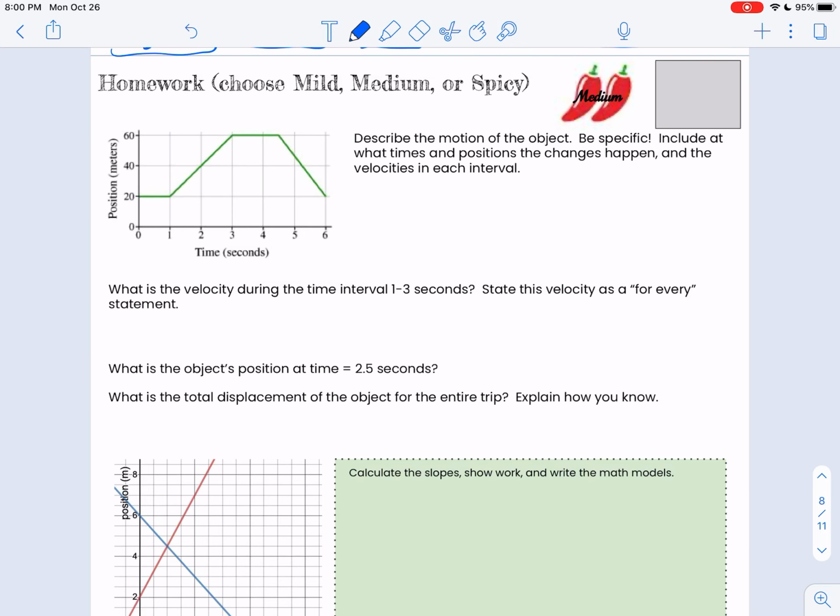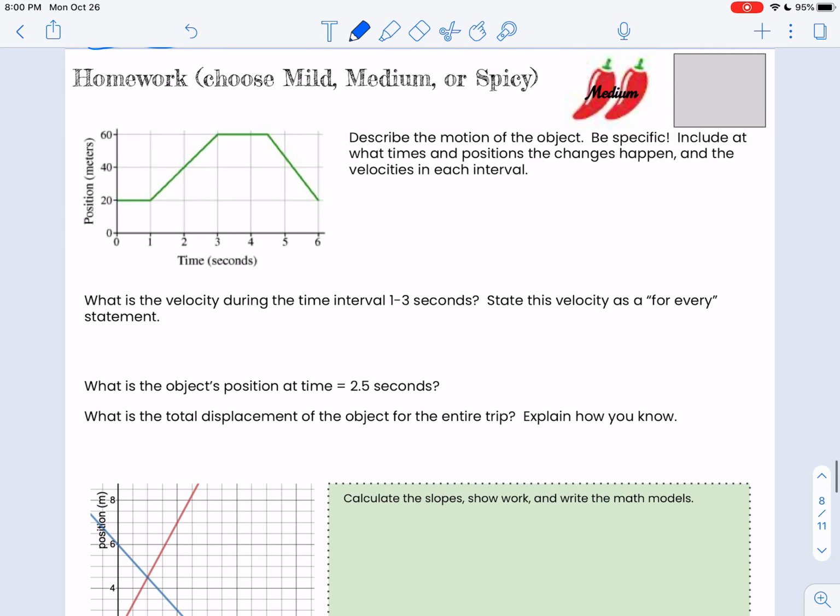Okay, here's the answer key for the medium page. Describe the motion of the object. Be specific. Include what times and positions the changes happen and the velocities in each interval.